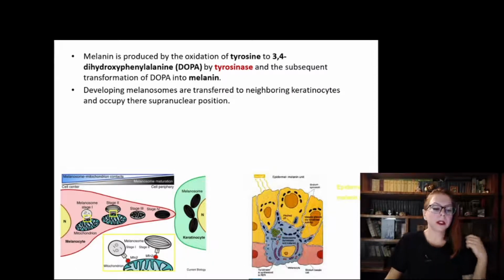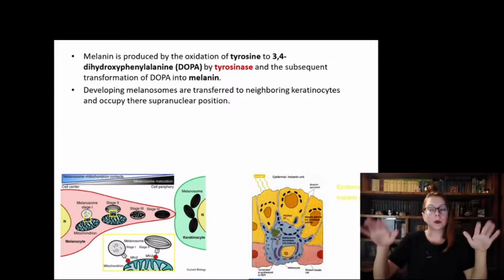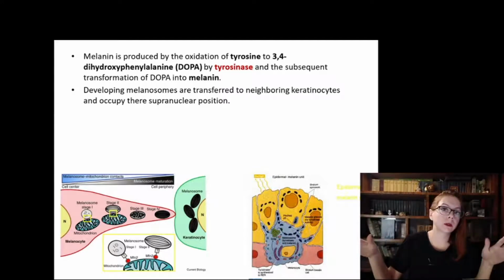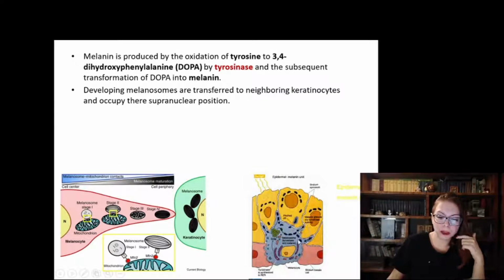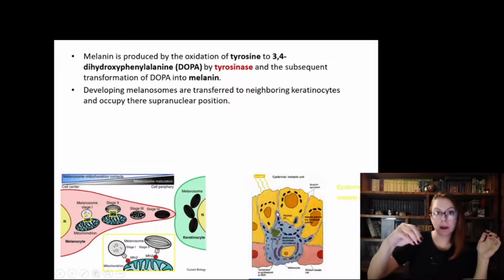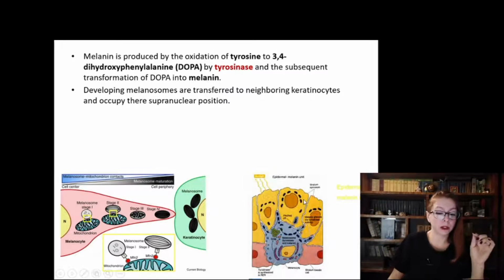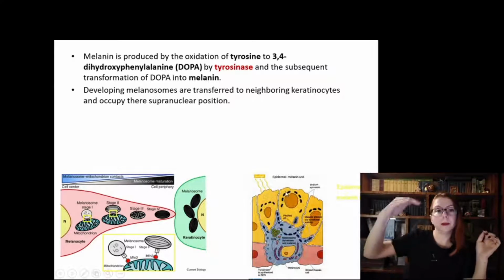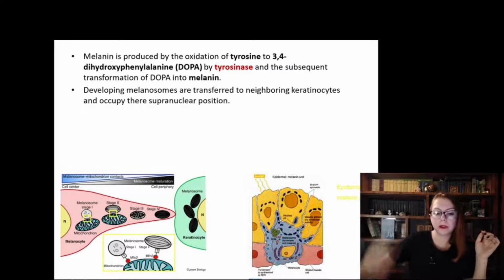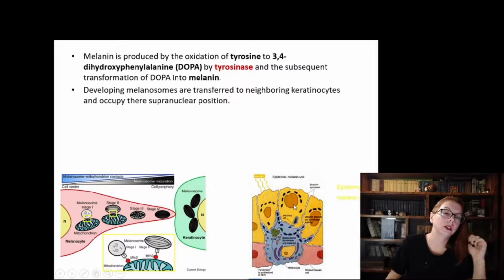But melanocytes produce melanosomes not for their own purposes, but they donate those melanosomes to all cells around them. First of all, to keratinocytes. And as it is shown here in this diagram, through their protrusions, they inject melanosomes inside keratinocytes, where they occupy the supranuclear position like a cap. Like an umbrella, it protects nuclei of keratinocytes from the ultraviolet radiation.